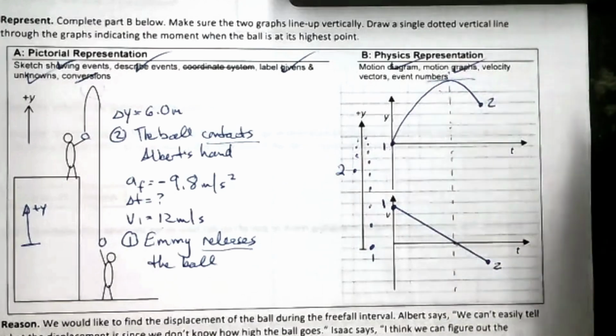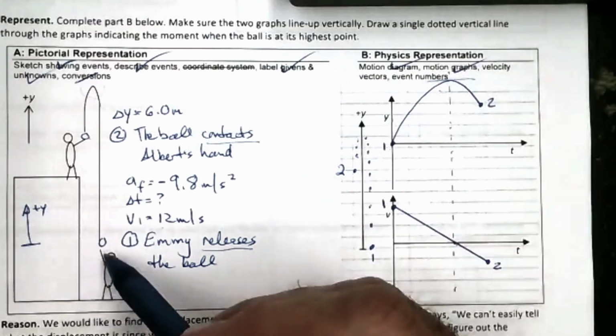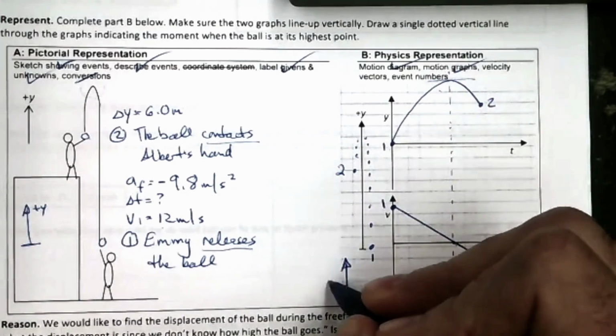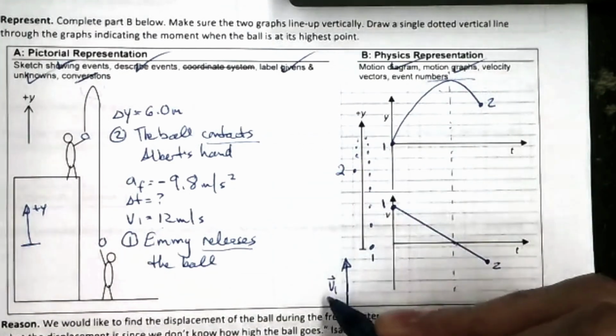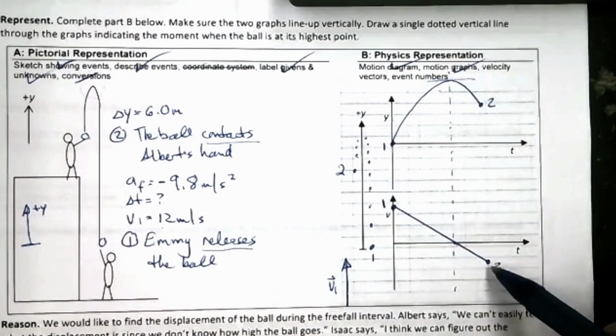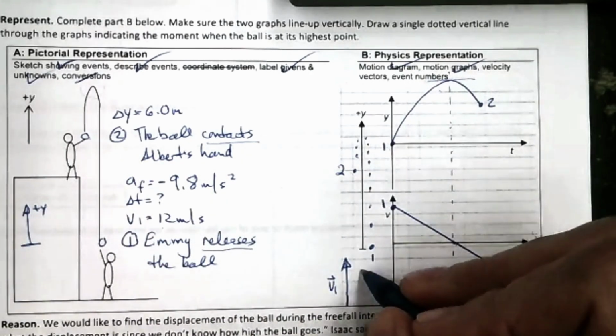Now for the velocity vectors. At event 1, it's moving quickly in the positive direction. So velocity 1 vector. And at event 2, it's moving in the negative direction, but not quite as fast.